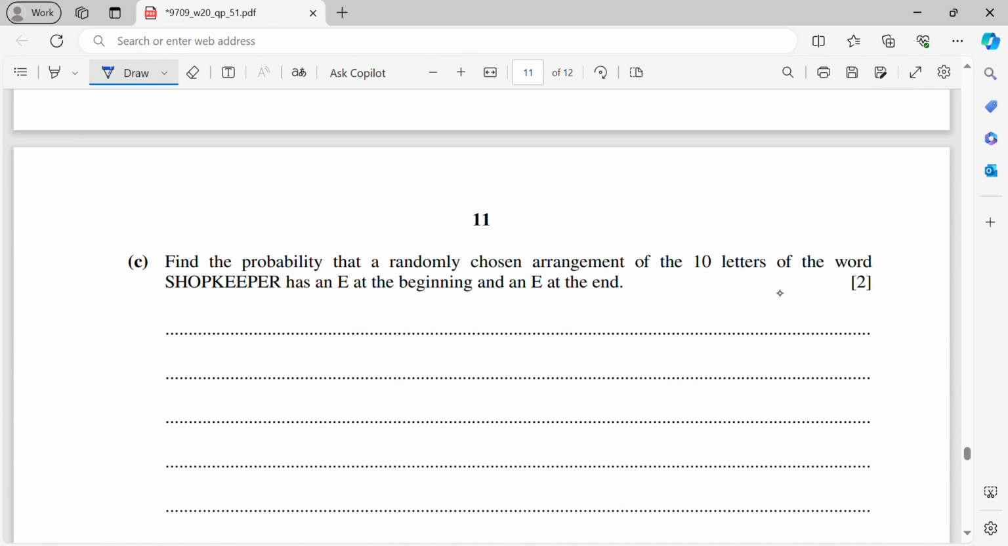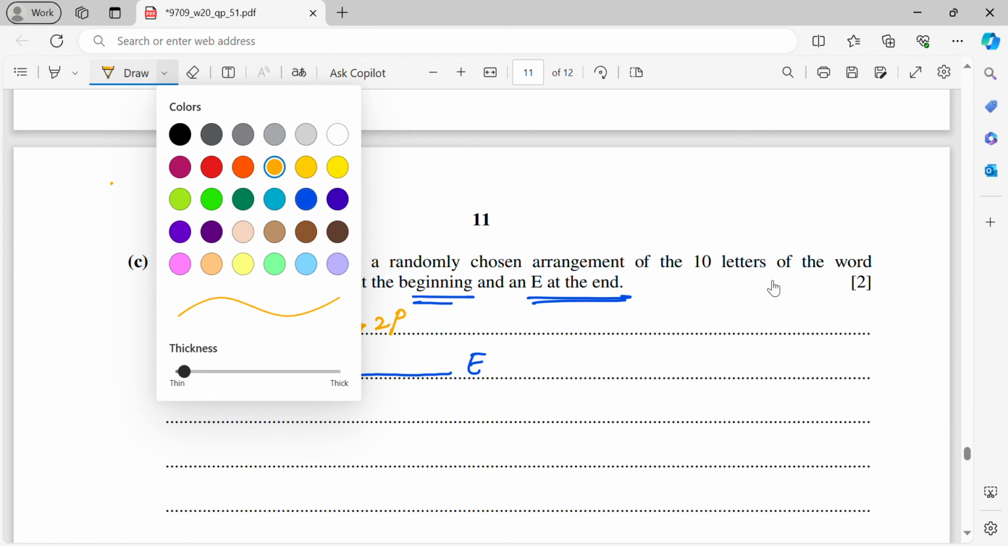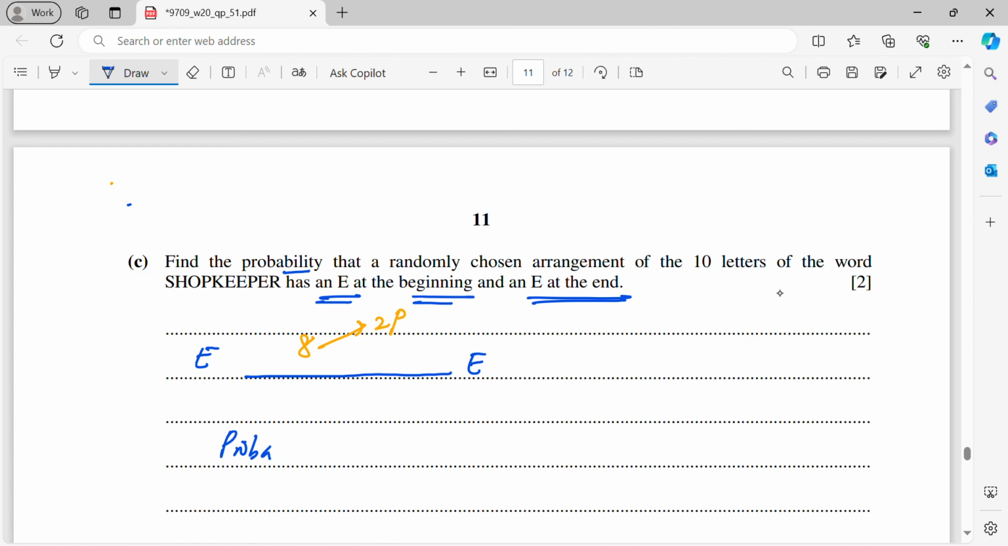Okay, now, find the probability that a randomly chosen arrangement of the 10 letters of the word has an E at the beginning and an E at the end. So it means that now E, and then here you have one more E. But don't forget, we have 8 letters here, so we still have 2 P's, and then the rest will be non-repetition. So now, probability is the number of outcomes, or number of arrangements, that satisfy this condition over number of arrangements without any restriction.